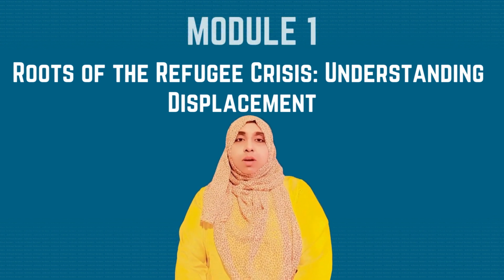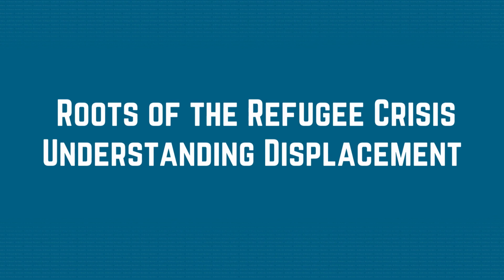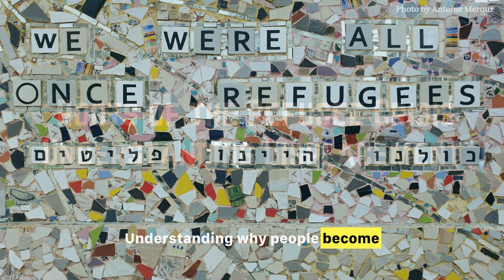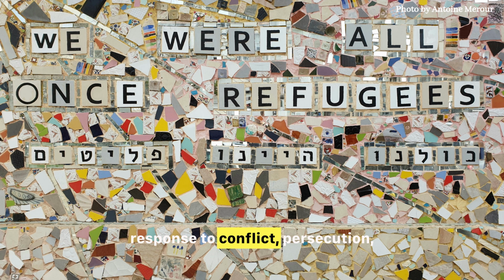Welcome to Module 1, Roots of the Refugee Crisis, Understanding Displacement. Understanding why people become refugees begins with examining the root causes of displacement. Forced migration is rarely a choice. It is most often a desperate response to conflict, persecution, or disaster.